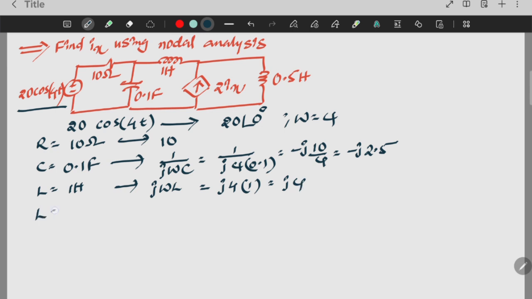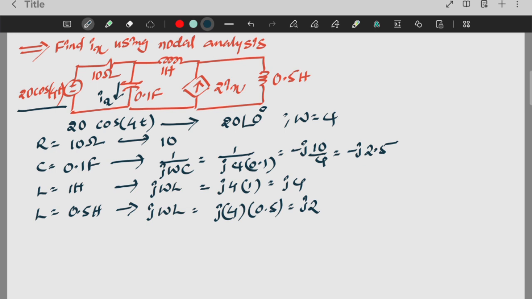Next, one more inductance is there, that is 0.5 Henry. For this, j omega L is equal to j into omega 4 into 0.5 Henry, which is equal to j2. So like this we have to calculate whatever required values there are in the given circuit. And here one more important point is we don't know what Ix is. Ix is the current which is passing through this capacitor. That is the current that was missed in the given question.